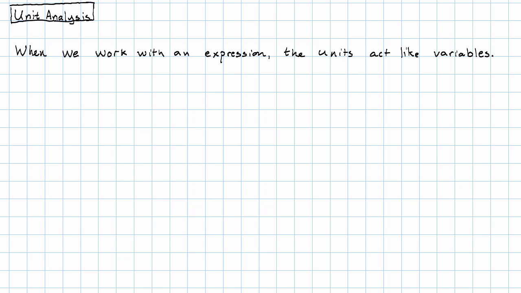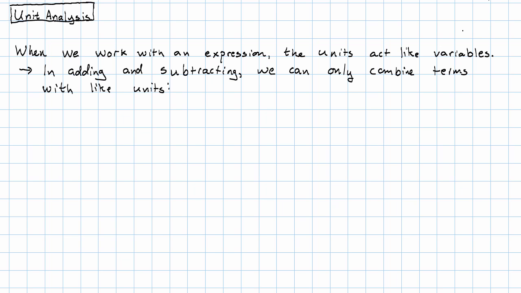One of the ways that we can tell that we're using a formula correctly is by using a technique called unit analysis. And this is what unit analysis says, essentially. When we're manipulating an expression, the units act like variables. What does that mean? Well, it means in adding and subtracting, we can only combine terms with like units. And we've seen this before, right?